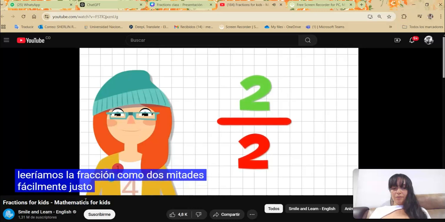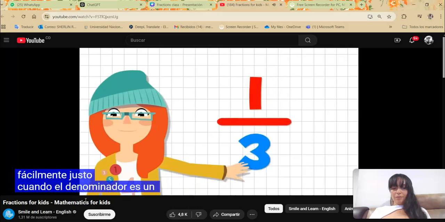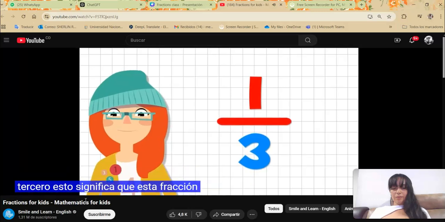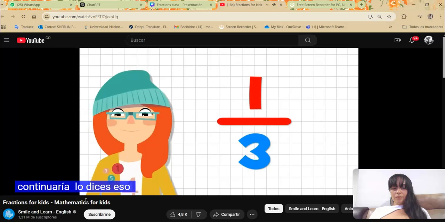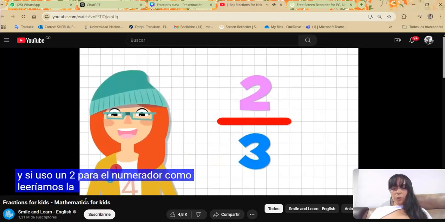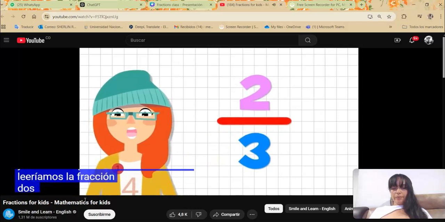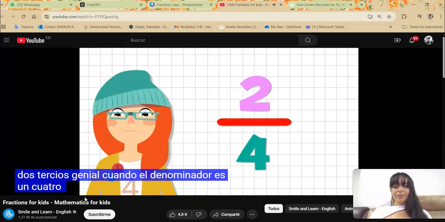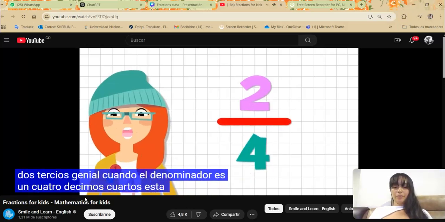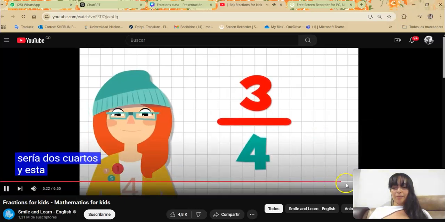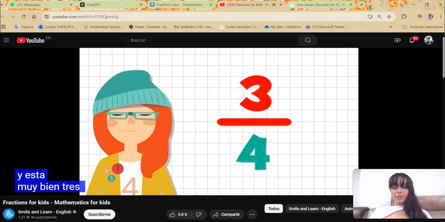Easy, right? When the denominator is a 3, we say third. This means that this fraction would be, come on, you say it. That's it, 1/3. And if I use a 2 for the numerator, how would we read the fraction? 2/3, great! When the denominator is a 4, we say fourths. This fraction would be 2/4. And this one? Very well, 3/4.